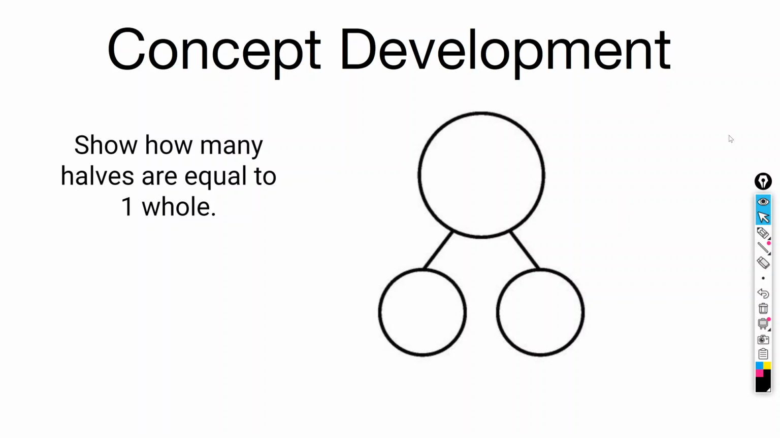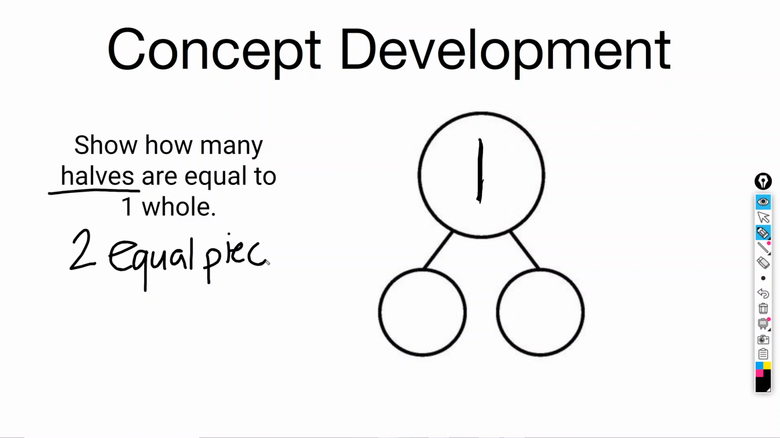On this first slide, it says we need to show how many halves are equal to one whole. To start that, we're going to have to put our one whole here in the middle. So I'm just going to do 1. There's my one whole. Now it's asking how many halves. Well, we know a half is 2 equal pieces. So what we want to do is make each of these circles one piece out of the 2 pieces. 1 out of 2. So this circle is worth 1/2 and this circle is worth 1/2. Okay?